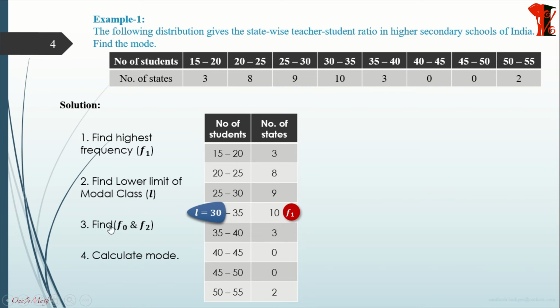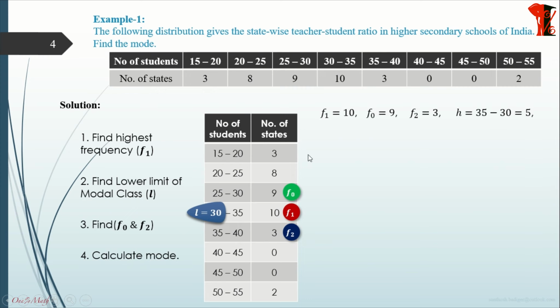Next, F0 and F2. The number which is before F1 is F0, and the next is F2. So the previous one is 9, the next one is 3. That means F0 is 9, F1 is 10 and F2 is 3. You can remember it like 0, 1, 2 also. First you will find F1, then the previous one F0, the next one F2. After finding this, let us write all the data now.